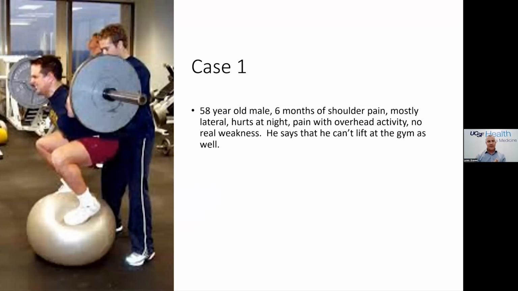So I like doing this in a case-based way because I think it's most germane to most of our practices. The first case is a 58-year-old male with 6 months of shoulder pain. It's mostly lateral, hurts at night, pain with overhead activity, but no real weakness. And he says he can't lift at the gym quite as well as he could before, but he can still do squats standing on a balance ball.